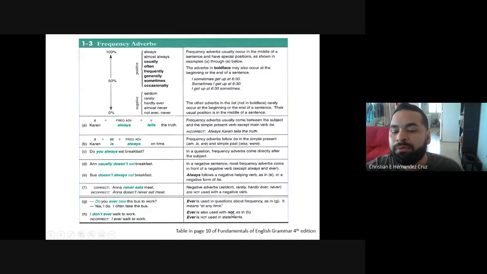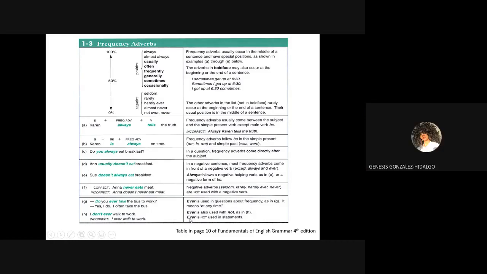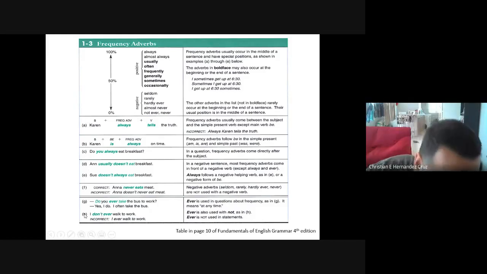Ever is also used with not. So ever se puede convertir en negativo. So not ever, which is basically never. I don't ever walk to work. Yo nunca camino al trabajo. But ever. Pero en ese sentido, don't es como una palabra negativa y ever también. ¿No se hace positiva? Bueno, se me cayó algo. Sorry.